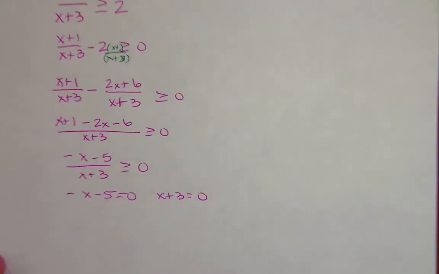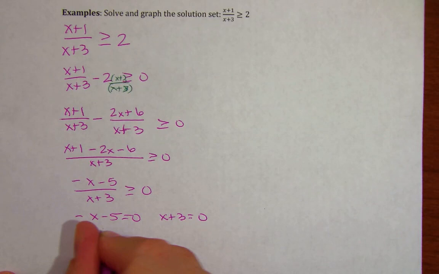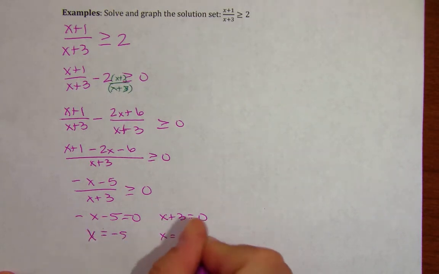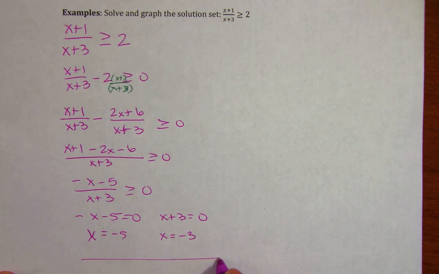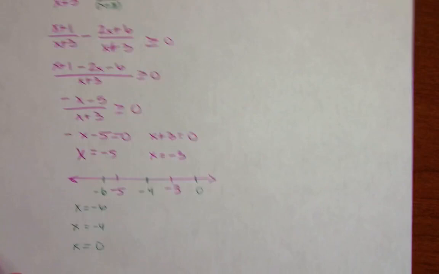So I'm going to go ahead and zoom out here for a minute so you can see everything. x is equal to -5 and x is equal to -3. Those are our boundary points here. And we want to choose some test values, so let's say -6, -4, and 0. And we want to look at those values here.